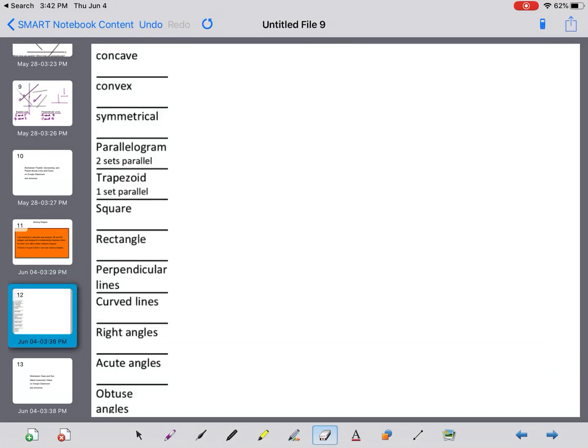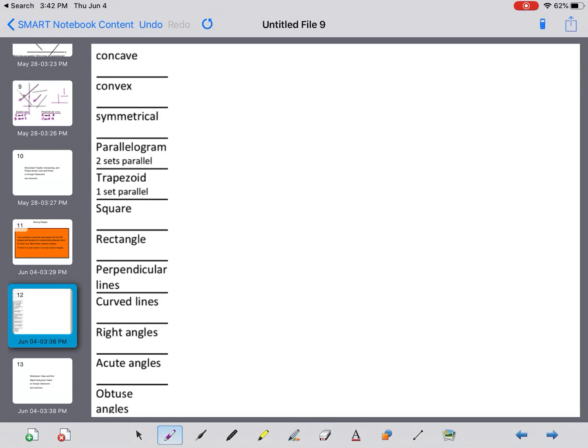Okay, so for today's lesson, I'm just going to be going through and reviewing several definitions with you that we've covered throughout the year, some very recently and some earlier on in the year. And then in a separate video, I'm going to explain how to do today's task. Okay, so let's start with concave.